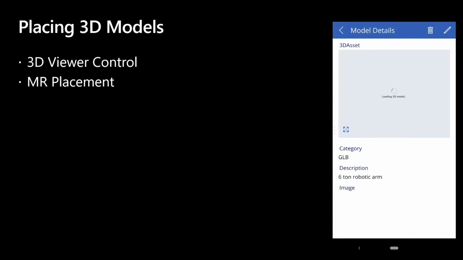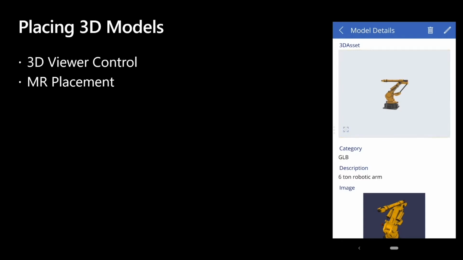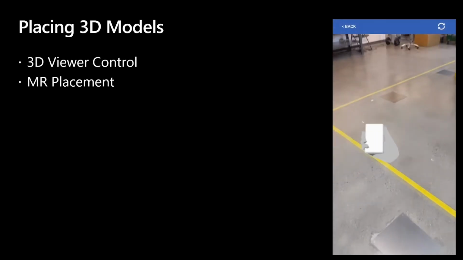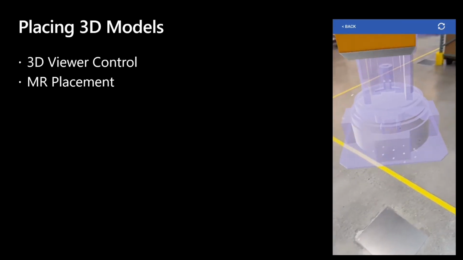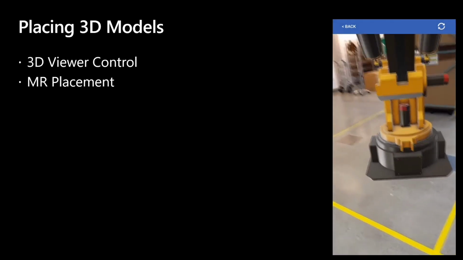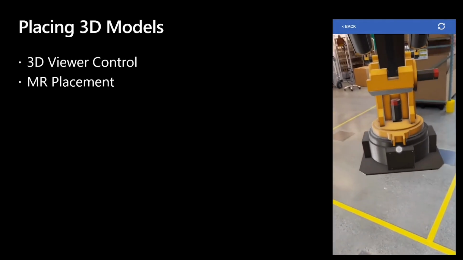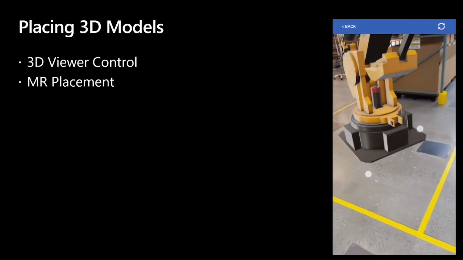The 3D viewer control is useful in scenarios where augmented reality doesn't make sense, but you still need to be able to look at models from various angles and zoom in on details and so on, so like desktop scenarios in particular. So having chosen a robotic arm that I think will look really nice in my warehouse, I've chosen to view it in mixed reality.